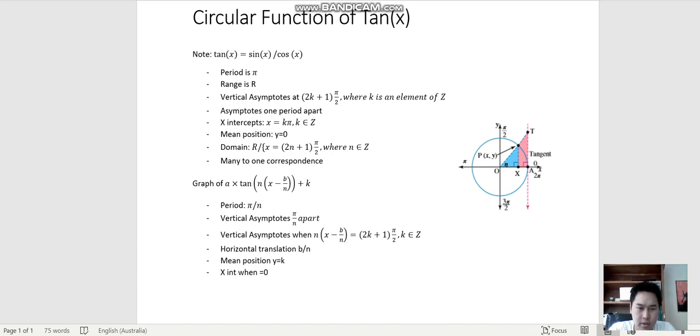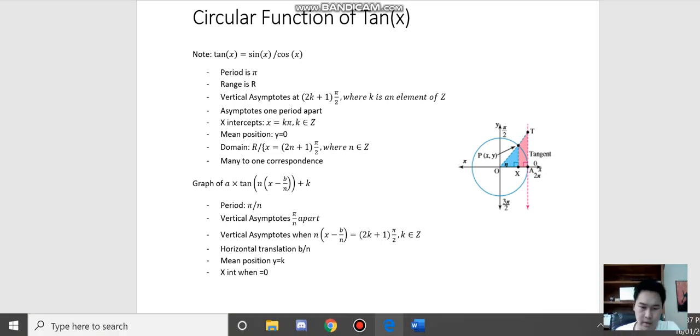There's a list of properties on the left of the tangent function. The period is pi. Its range is R. Its vertical asymptotes are at x = pi/2 + k pi, where k is an element of Z, so Z being the integers. The asymptotes are one period apart. The x-intercepts are at k pi. The mean position is at y equals 0, and that's just the domain. It's true except where the asymptotes are, and there's a many to one correspondence.